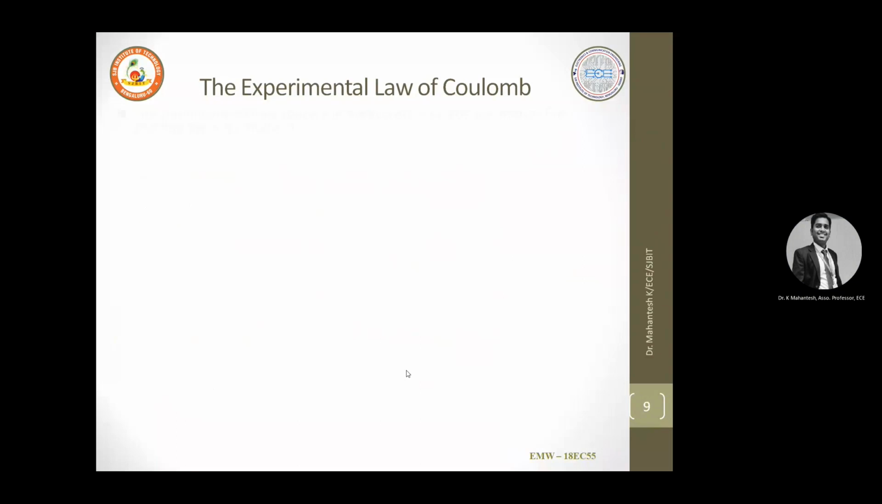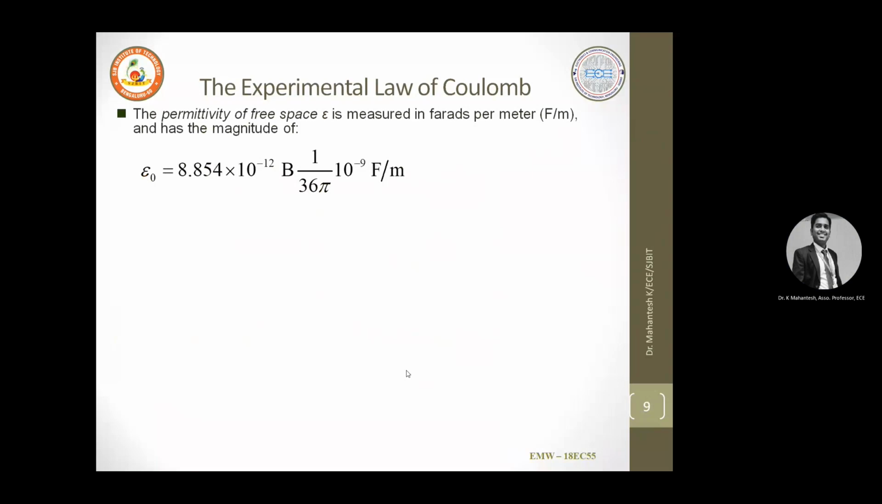So epsilon naught is the permittivity of free space. Epsilon is measured in Farads per meter. In free space, epsilon r is equal to 1, so epsilon naught will have a value of 8.854 times 10 to the power minus 12 farads per meter. The quantity epsilon naught is not dimensionless. Its units are Coulomb squared per Newton meter squared.